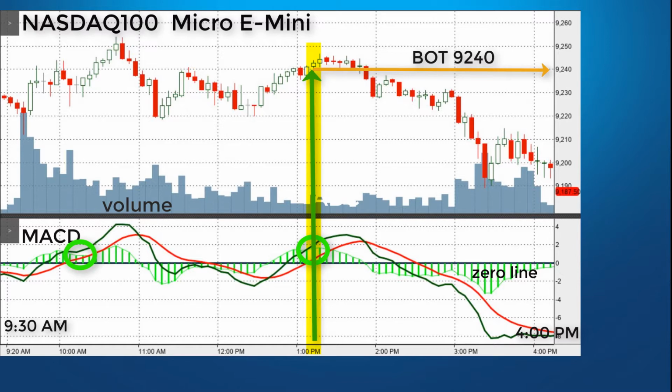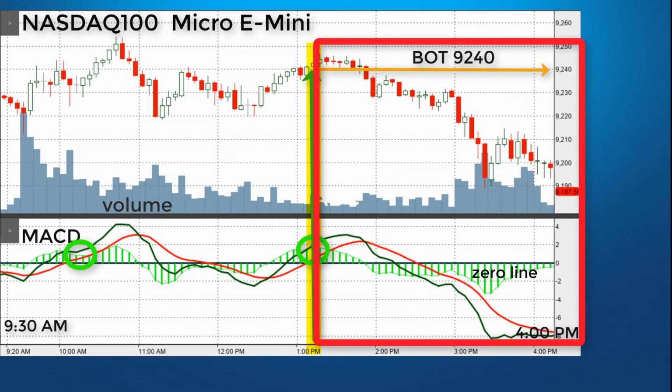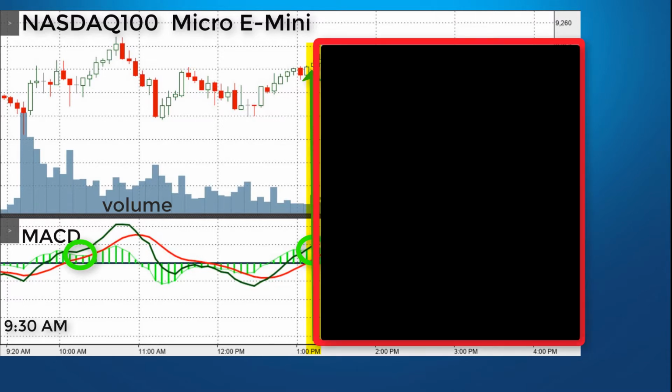But remember, we see the future. We have the genius of hindsight. Everything in that red square right there, you don't even know it's going to happen yet. You know nothing about it. So let's pretend you're blind, and now we've got to manage this trade.